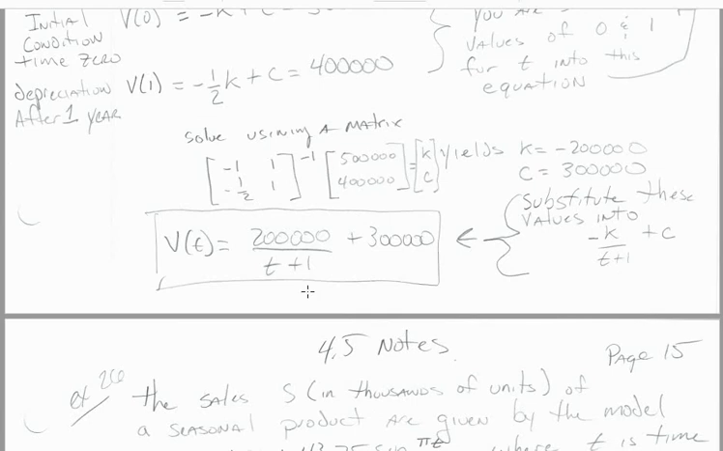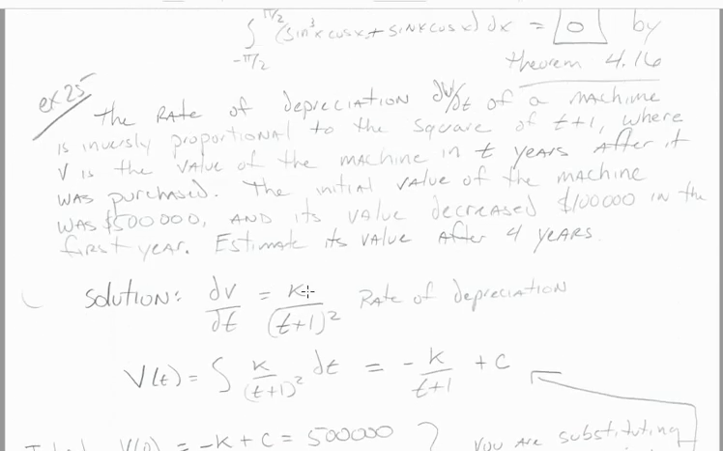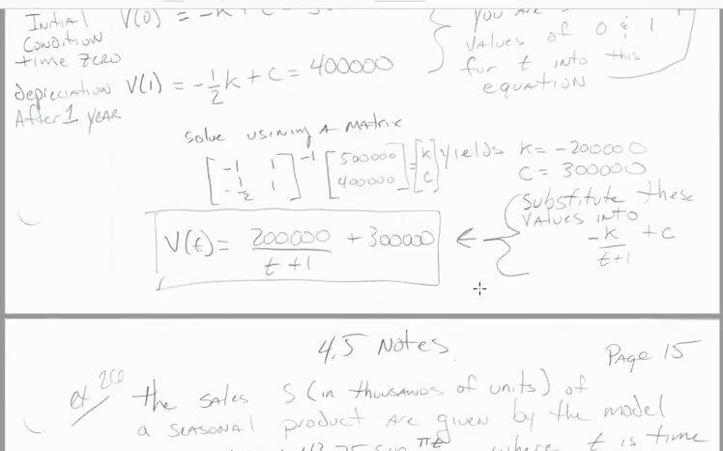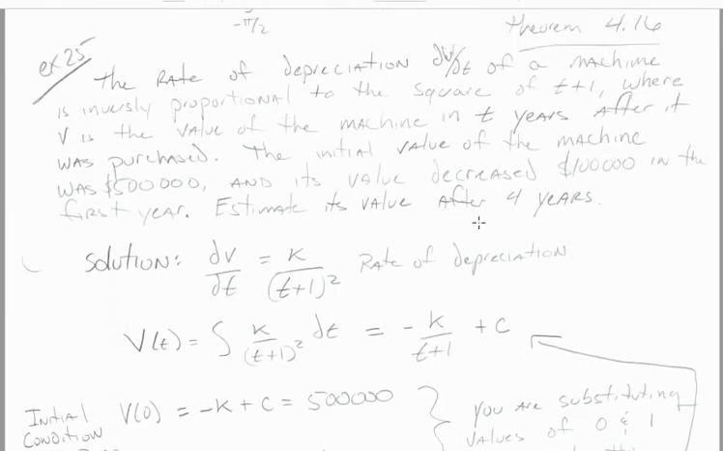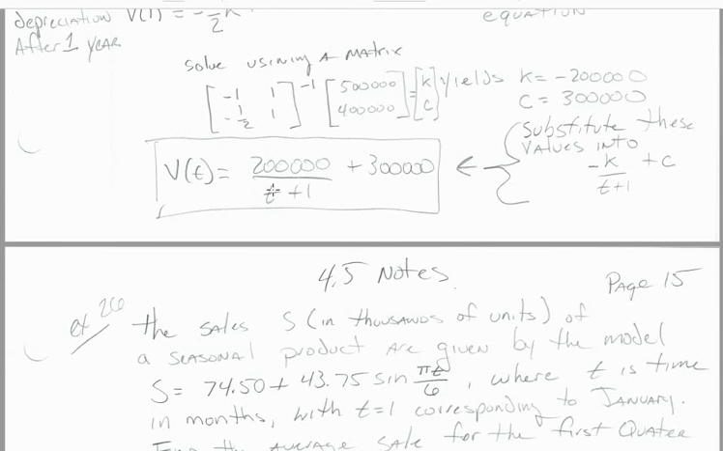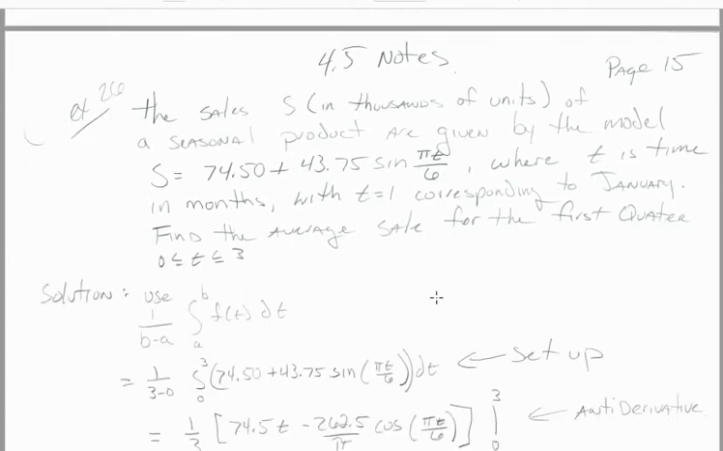That's the equation we're looking for, because it asks us to estimate the value after 4 years. The one last thing you need to do in this step is plug in 4 for T. So you're going to have 200,000 divided by 4 plus 1, which is 5, plus 300,000. That'll get you the exact value. Again, I'm not going to go into 100% detail on this because it is similar to a homework problem. You need to be able to finish that piece.